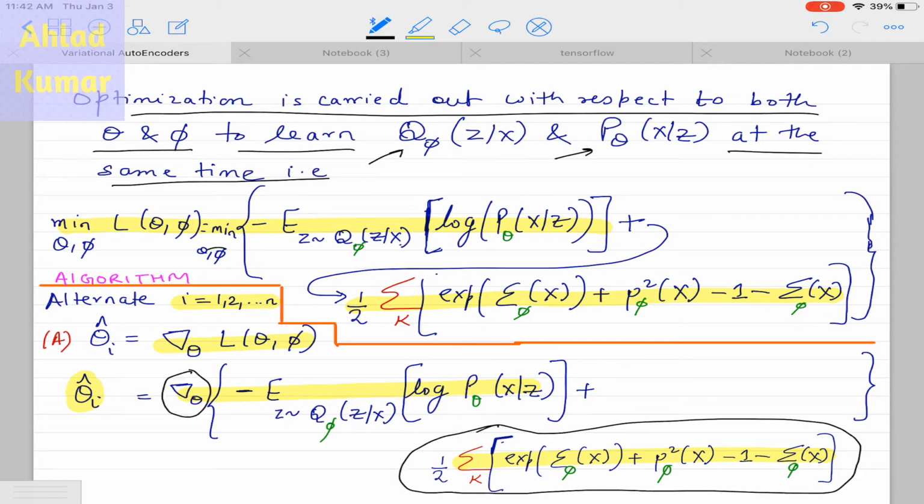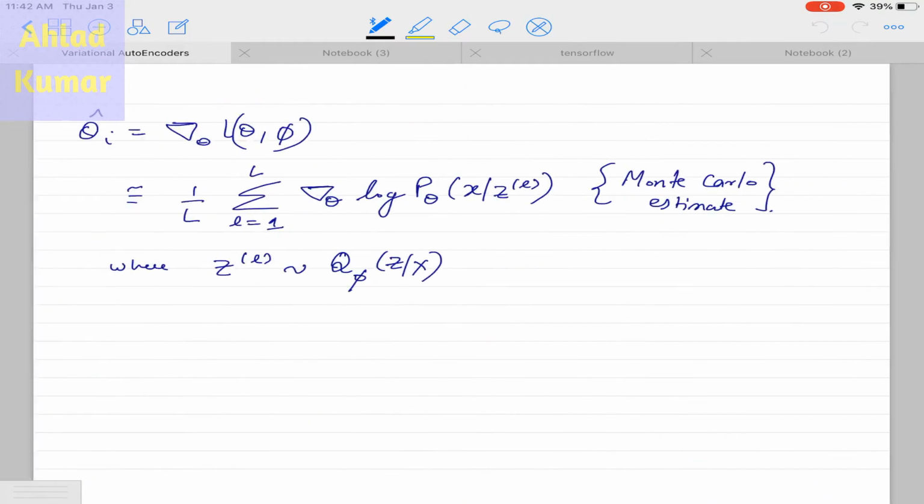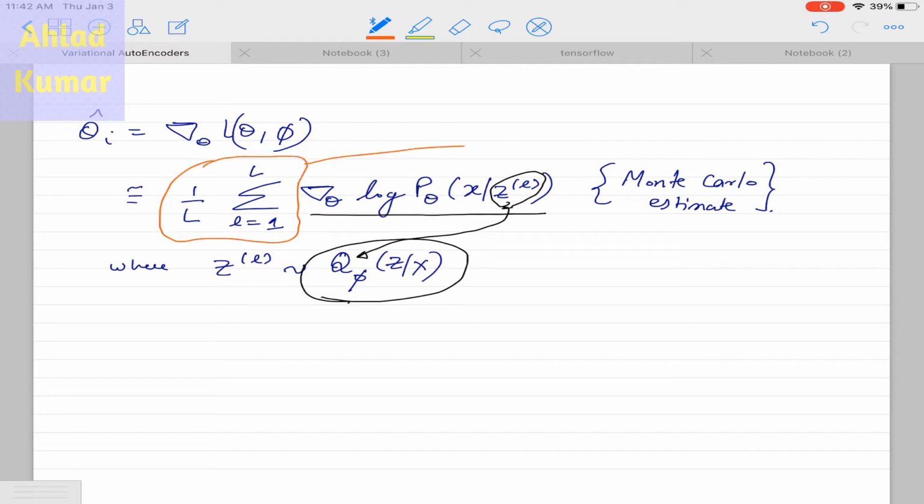And this derivative with respect to theta can easily move inside the expectation operator. So that's why we are writing it as del theta log of p theta of x given z^(l). Please note that z^(l) is basically the samples of z coming from this probability density function, that is q phi of z given x. And this summation is coming due to the Monte Carlo estimate for the expectation operator. So we remove the expectation operator and put this average summation to get the approximate value of theta_i star.